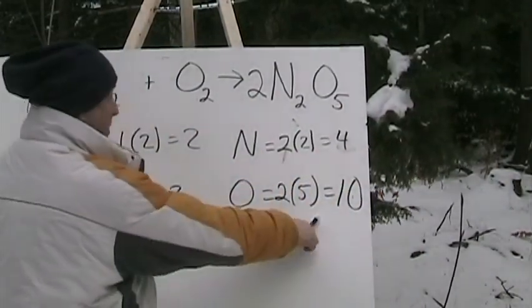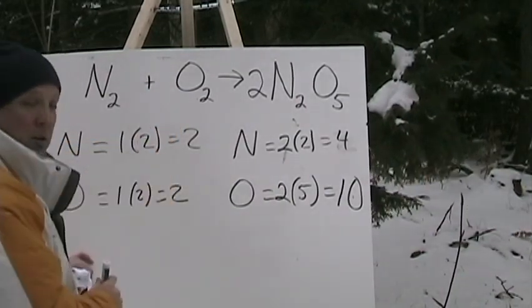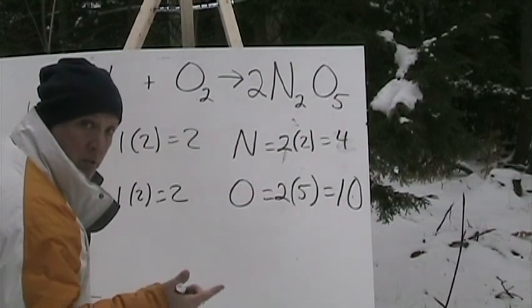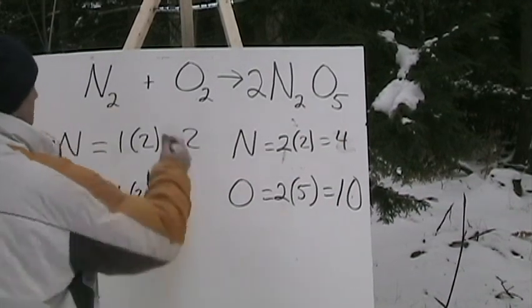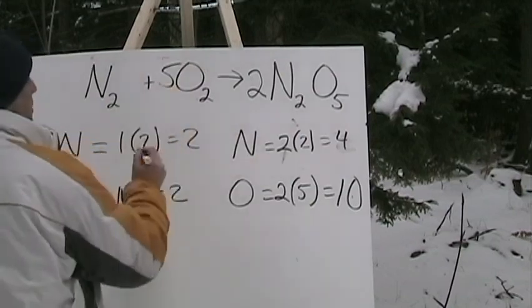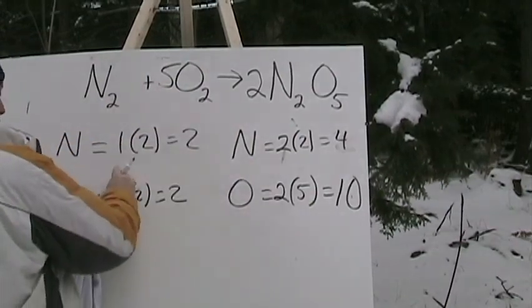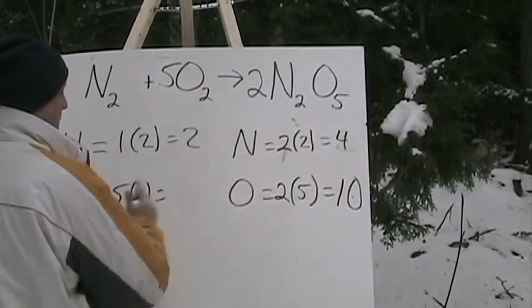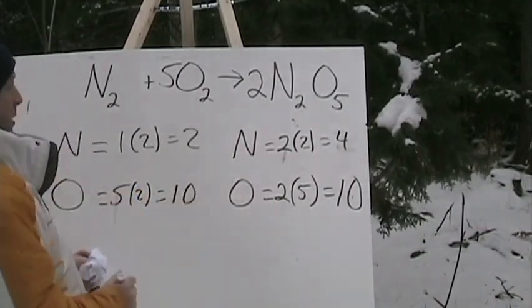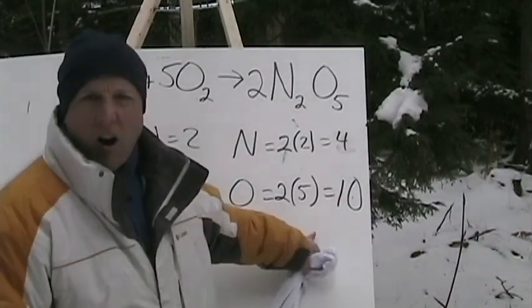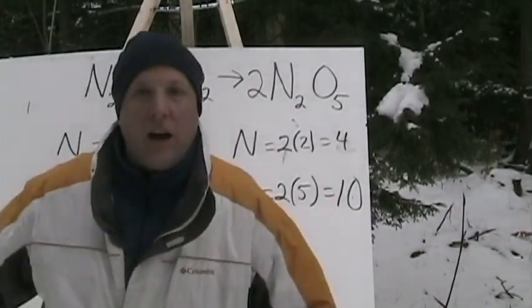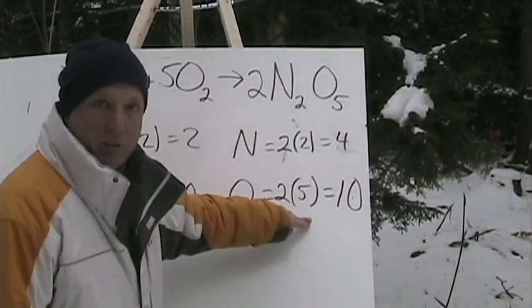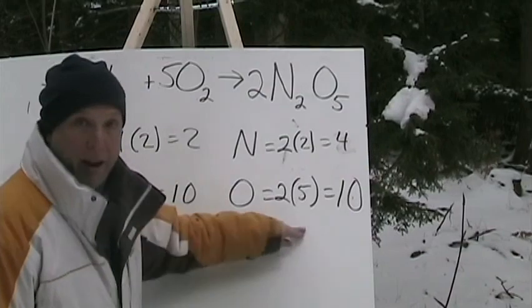But now we have 10 on this side, so we have to change this side also. So what times 2 will give us 10? 2 times 5 is 10. So our coefficient, 5 times 2 equals 10. Our oxygens are balanced with 10 on each side.